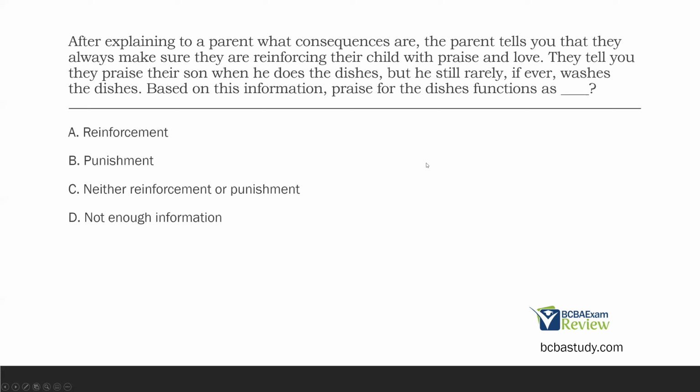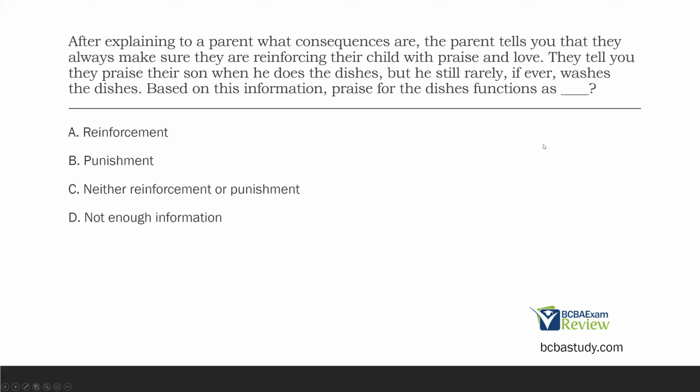After explaining to a parent what consequences are, the parent tells you that they always make sure they are reinforcing their child with praise and love. They tell you they praise their son when he does the dishes, but he still rarely, if ever, washes the dishes. Based on this information, praise for the dishes functions as what?